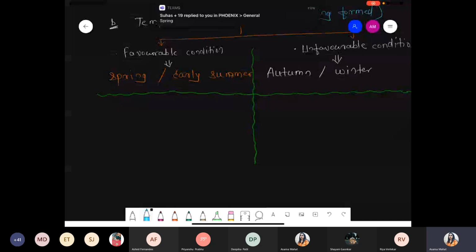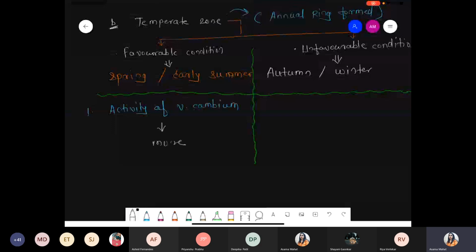So we are talking about the first point, activity of vascular cambium. See, अच्छे दिन होंगे तभी तो फ्लरिश करेगा ना. So the activity of the vascular cambium is more during the spring season and less during the autumn. ठीक है, ये होगा पहला point.